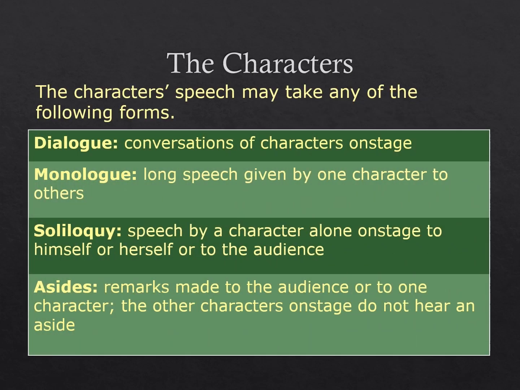The character's speech may take any of the following forms. We have dialogue. For dialogue, these are conversations of characters on stage. Monologues are long speeches given by one character to others. Soliloquy is a speech by a character alone on stage, to himself or herself or to the audience. And asides are remarks made to the audience or to one character. The other characters on stage do not hear an aside.